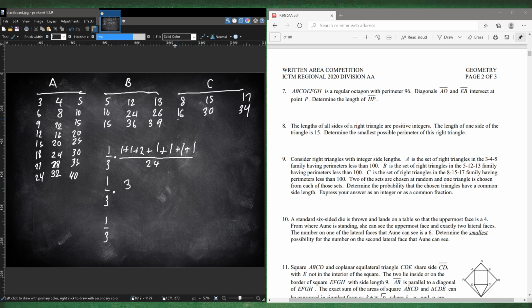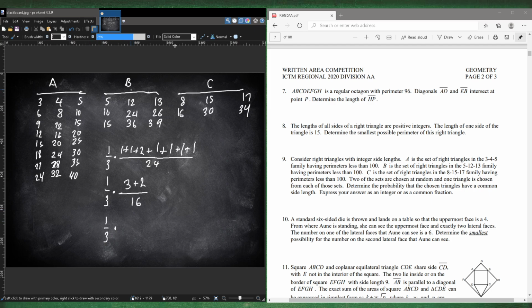So 3 for that, and then the 16, 30, 34. So 16s, there's 1, and then 30, there's another 1, so that's 2, and 34s, there's no 34s. So there's 2 here. And that's over a total of 8 times 2, which is 16. Okay.